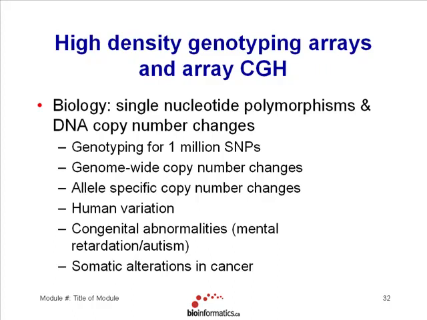The other thing that these arrays now give us is that we can actually measure allele-specific copy number changes. So in cancer, sometimes one allele is preferentially amplified or deleted, and it might be of use to know which allele.